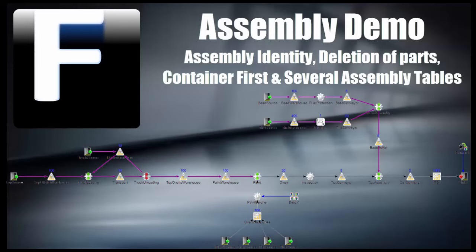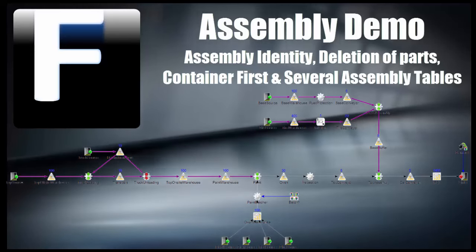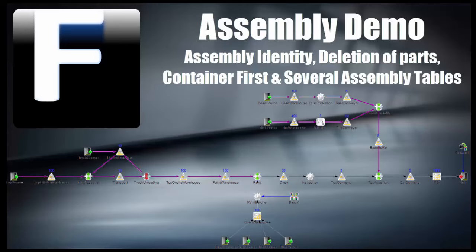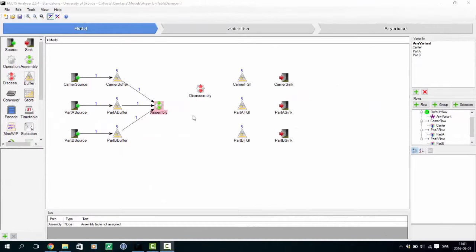This demo will introduce the assembly object in FACTS by going through assembly identity, deletion of parts, the container first setting, and also how to add several assembly tables. Okay, let's start by going through the model.